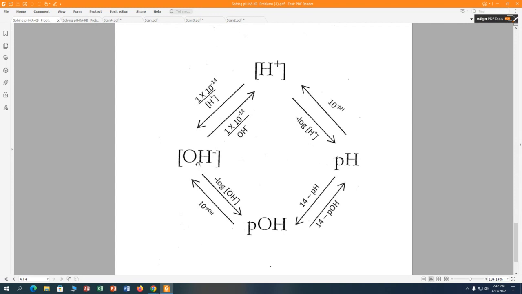Then the other approach is to calculate the pOH and get the pH. So in this case, we have the OH minus concentration, which is 2.6 times 10 to the minus 3. And then we put it into this equation, minus the log. That gives you a pOH of 2.59. And then you would subtract that from 14 to get the appropriate answer.